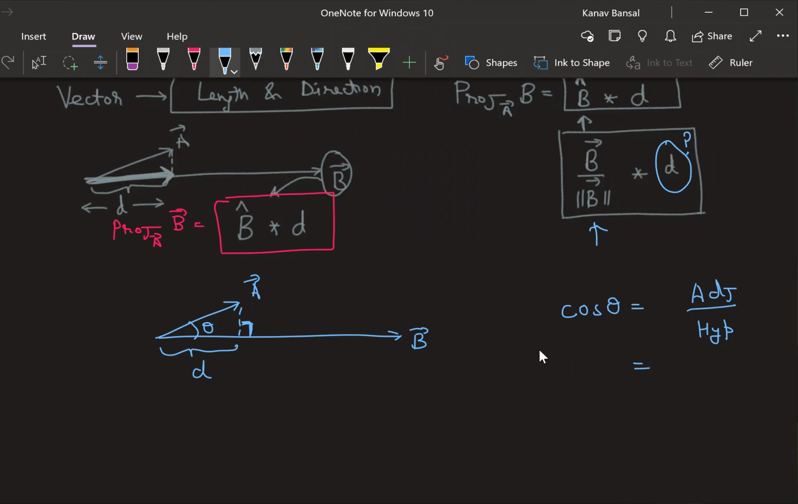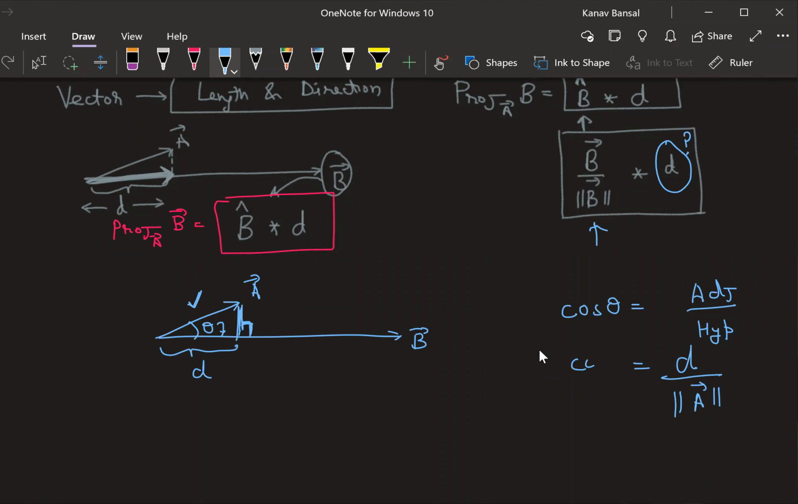And what is adjacent? Adjacent is nothing but d, right? Theta's adjacent is nothing but d. And what is hypotenuse? Hypotenuse is nothing but this thing, so it is nothing but the length of a vector.